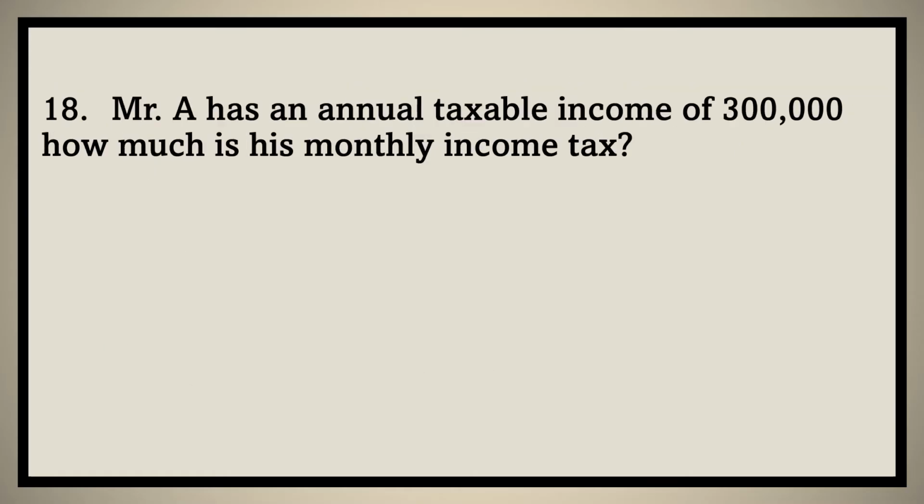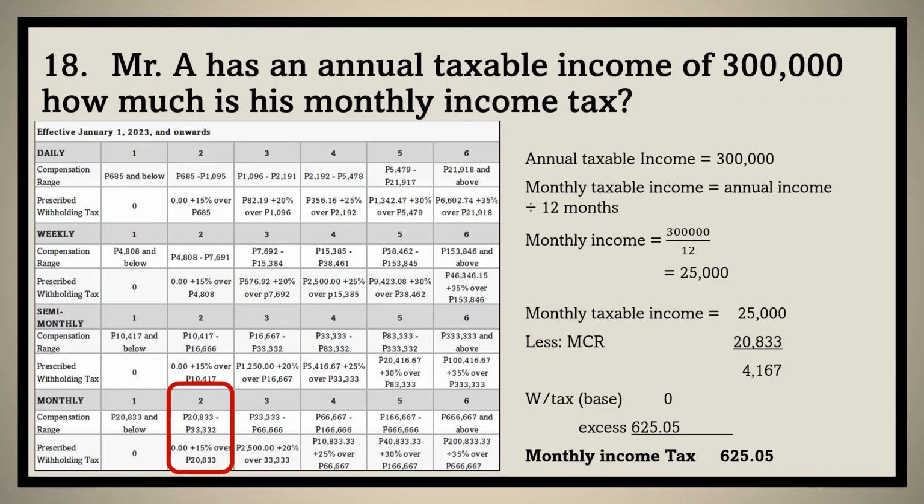18. Mr. A has an annual taxable income of 300,000. How much is his monthly income tax? To determine the monthly income tax, we'll divide the annual taxable income by 12. In this case, dividing 300,000 by 12 yields a monthly taxable income of 25,000. Having established the monthly taxable income, we can now identify the corresponding tax bracket.